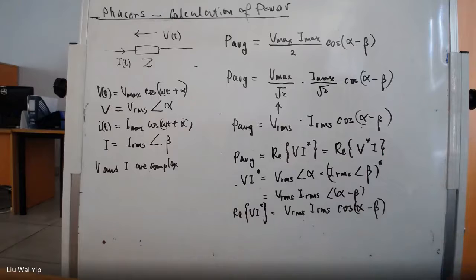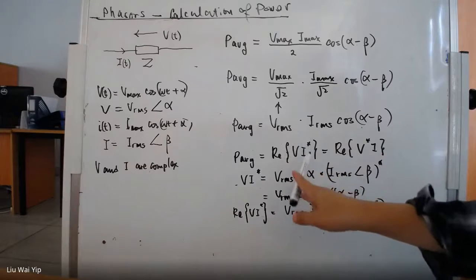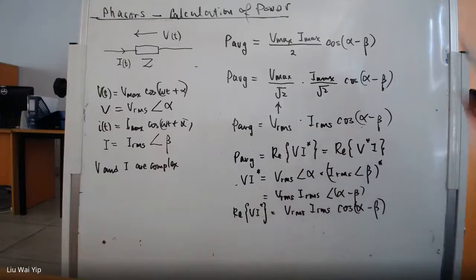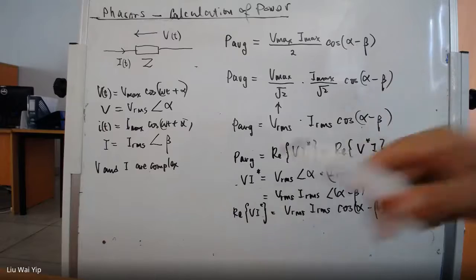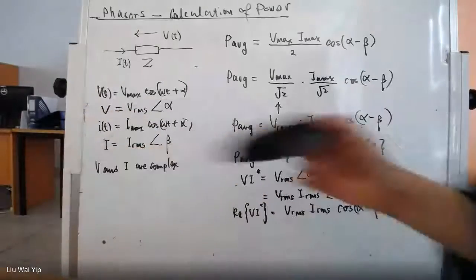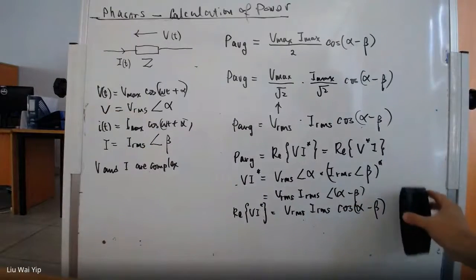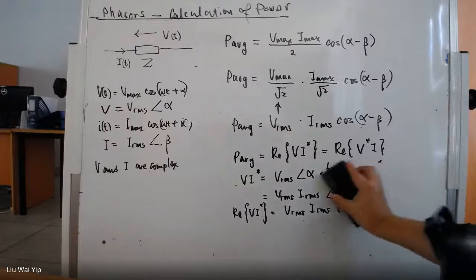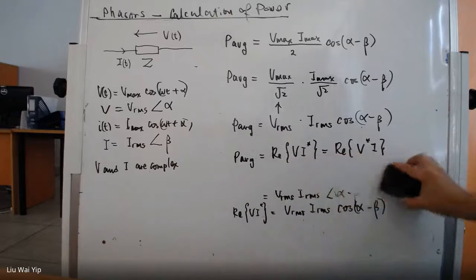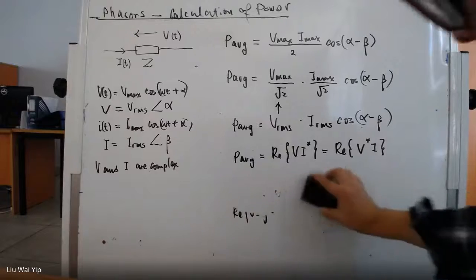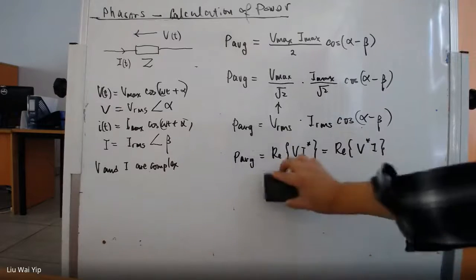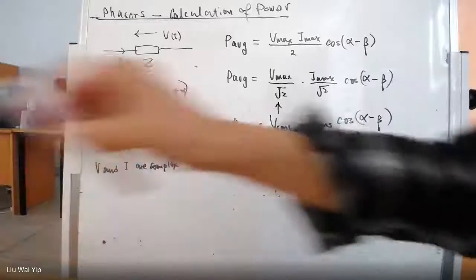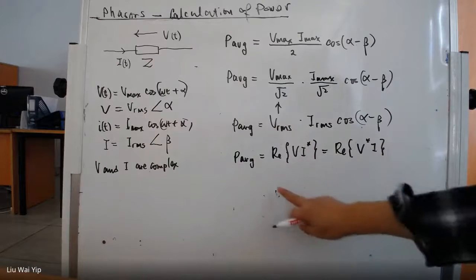This is the formula in phasor form for power. Now you have this and this, right? That's okay. I think you believe that. You have the formula here, which is good.